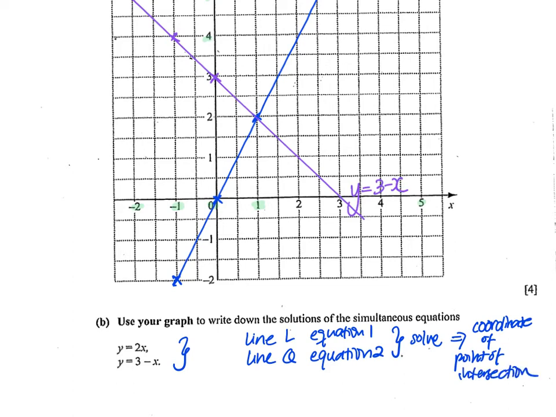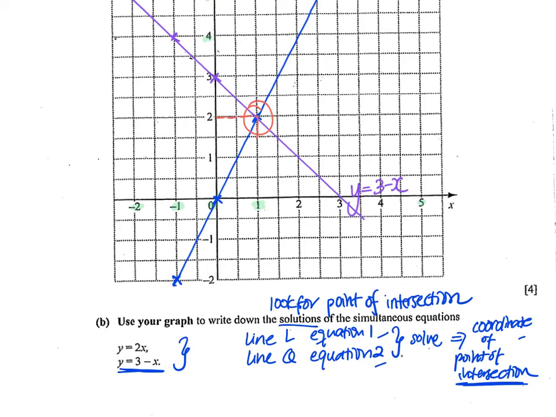So if I solve these two equations, equation 1 and equation 2, I'll get the coordinates of the point of intersection. That means if I were to look at the graph, the solution for these two equations means I will look for the point of intersection. So on our graph, where is the point of intersection? It's not hard to notice that this is the point of intersection, right?